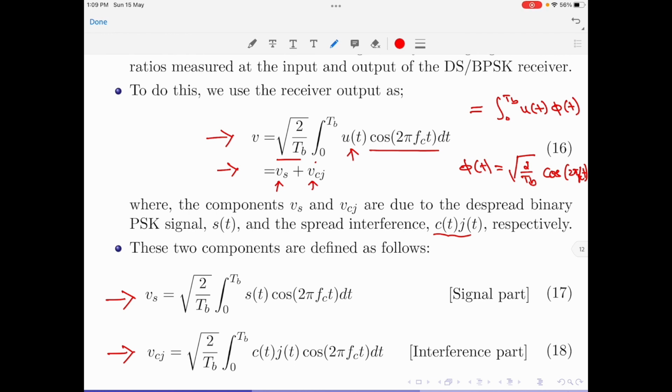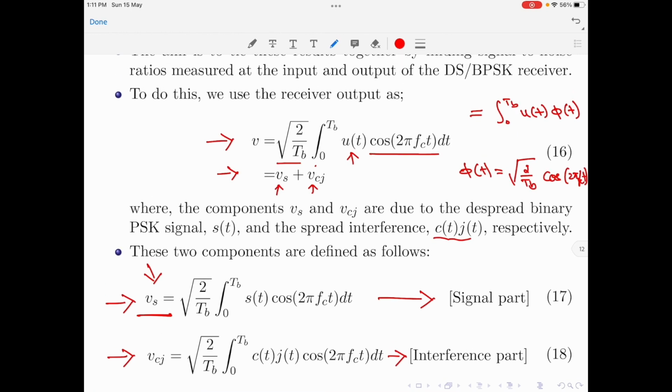So, Vs is equal to square root of 2 by Tb integral 0 to Tb S of t multiplied by cos 2 pi fct dt, and Vcj is equal to square root of 2 by Tb integral 0 to Tb C of t multiplied with J of t then cos 2 pi fct dt. The first equation is the signal part here, and the second equation is the interference part. Let us now first analyze the signal space dimensionality of the first part, which is Vs.